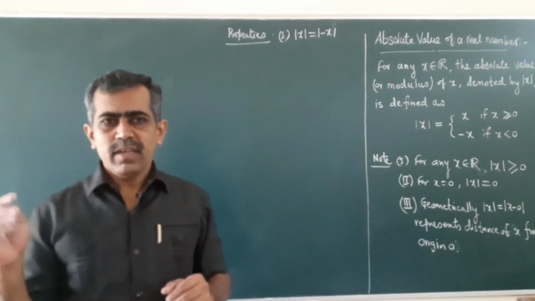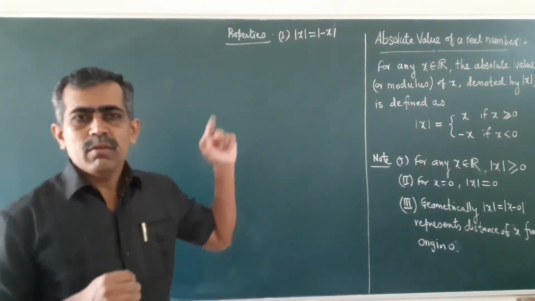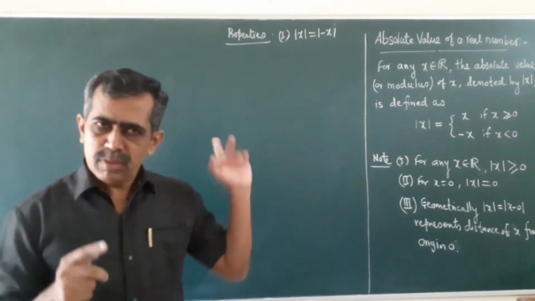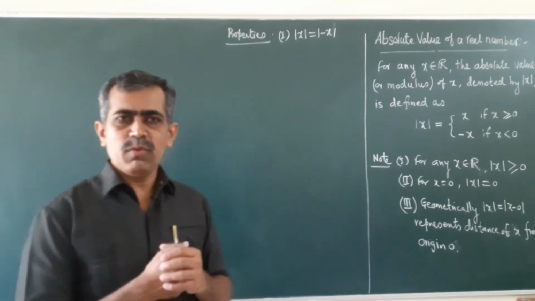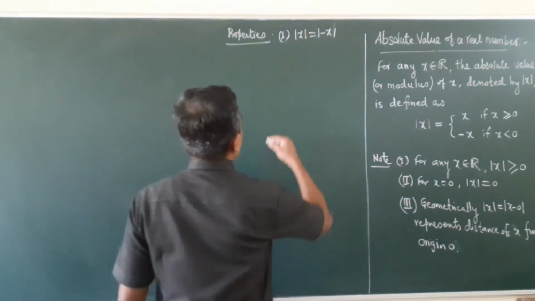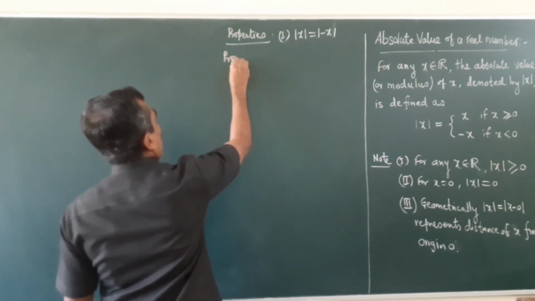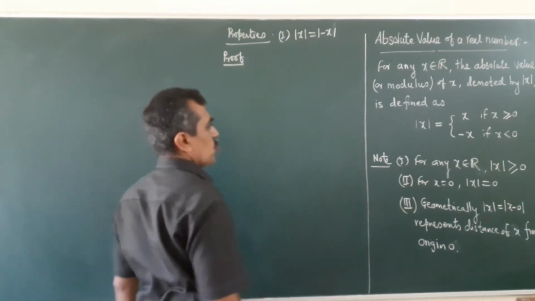We neglect the sign, and if the number is positive, its modulus is the number itself. But how can you prove this? We know it, but you have to prove it. Whatever we know, we have to prove how it is. Okay, now see here. We are only going to use what we know.